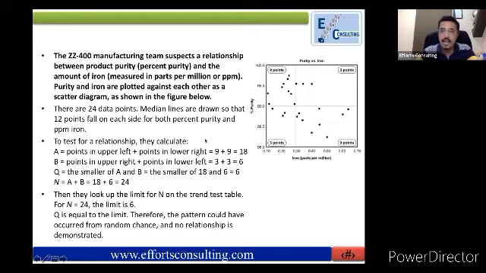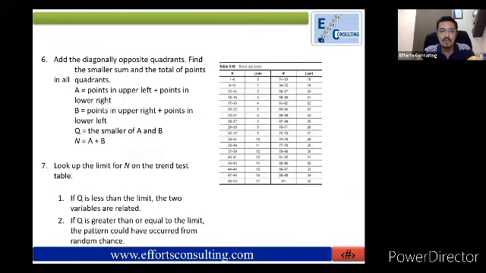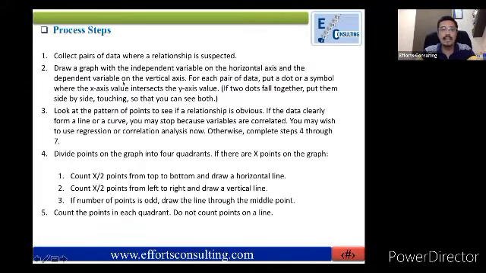So let us understand how to do that manually. What are the steps? Collect pairs of data where a relationship is suspected. मेरे पास दो वेरिएबल है. Please understand that scatter plot जो है वो दो वेरिएबल के बीच में रिलेशनशिप एस्टैब्लिश करने के लिए होता है. So we are having only two variables. Draw a graph with the independent variable on the horizontal axis and the dependent variable on the vertical axis.